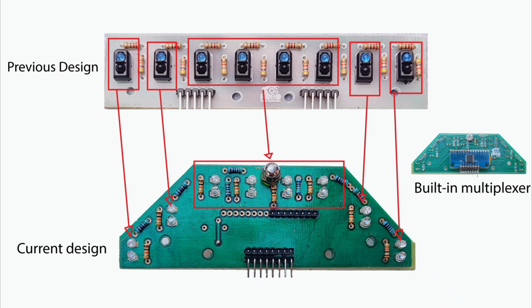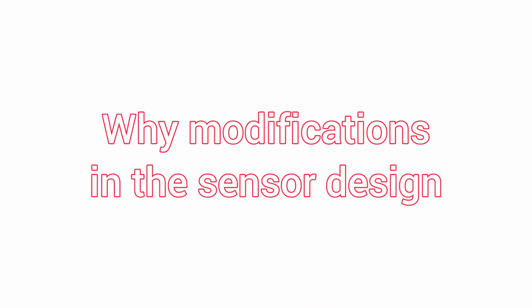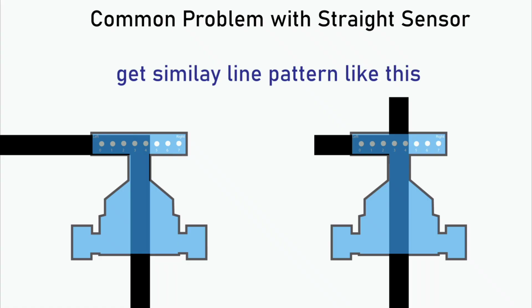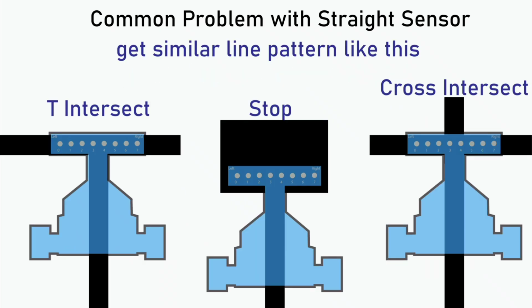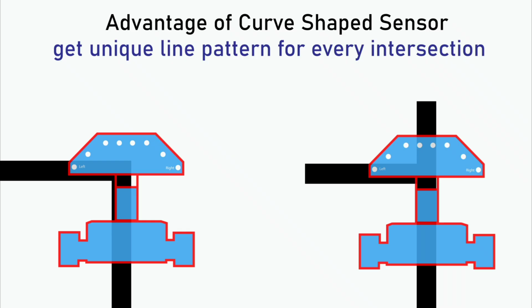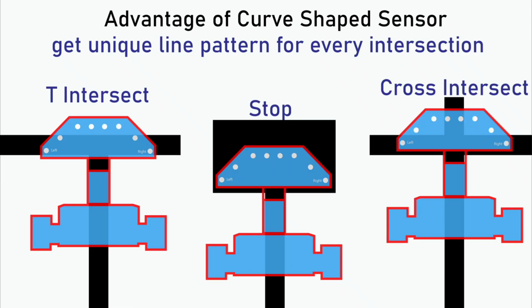I also made a small modification to the sensor design by changing the position of the last two sensors on both sides of the sensor array. The reason for this change is that a straight sensor arrangement has some limitations, where multiple line positions can produce similar sensor patterns. This limits the robot's ability to uniquely detect every line position, as shown here. However, if the sensor shape is slightly curved, each line position can be uniquely detected, as shown here.